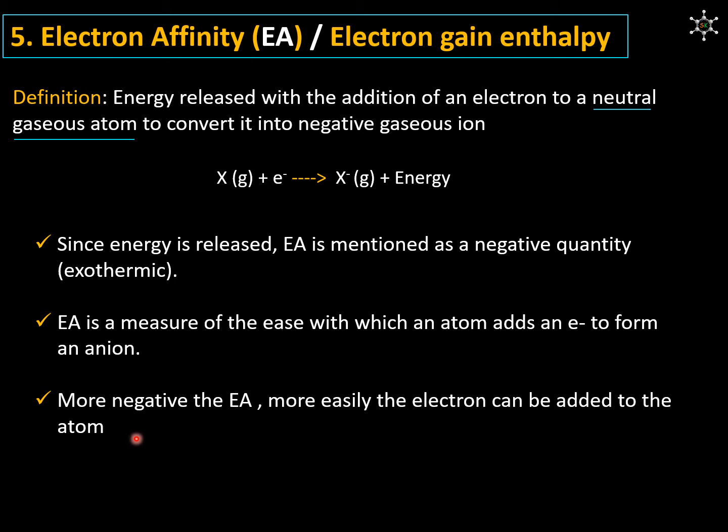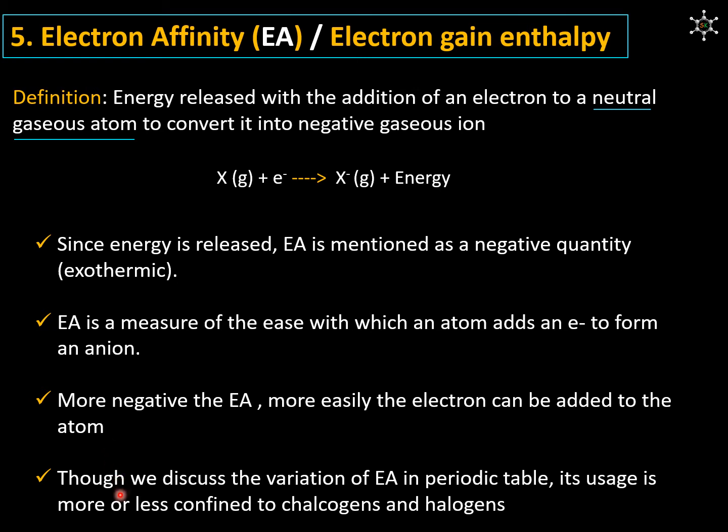Let us consider two elements having electron affinity of -5 and -10 respectively. What it means is, for the element having -10 electron affinity, it is easier to add the electron in comparison to the element having an electron affinity of -5. Though we discuss the variation of electron affinity in the periodic table, its practical usage is more or less confined to chalcogens and halogens, that is, group 16 and group 17 elements.